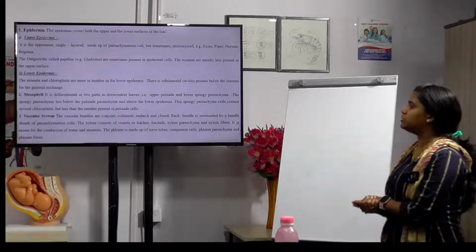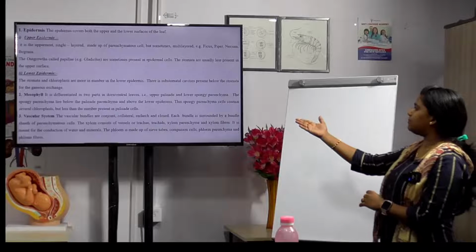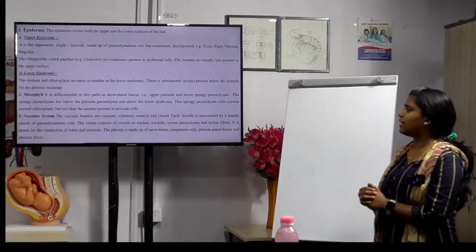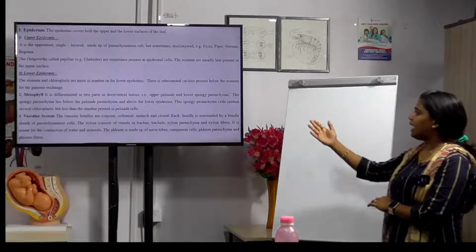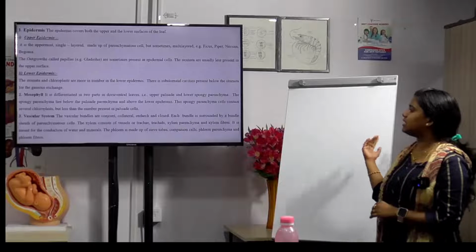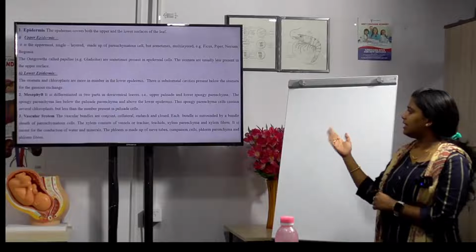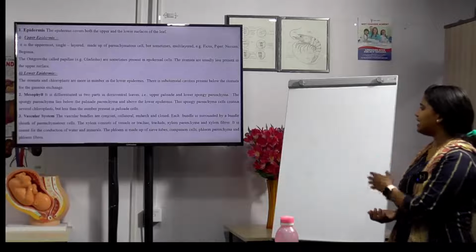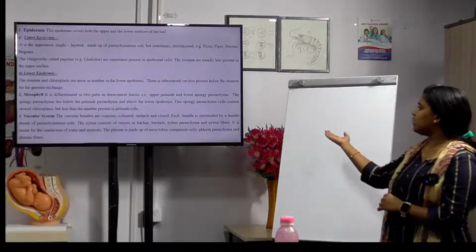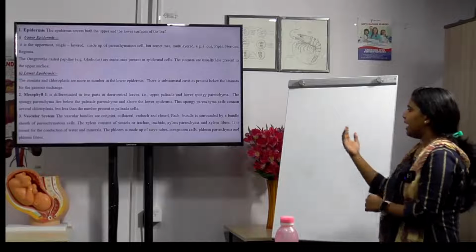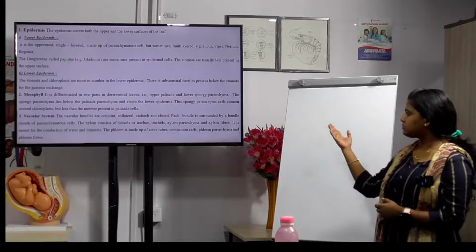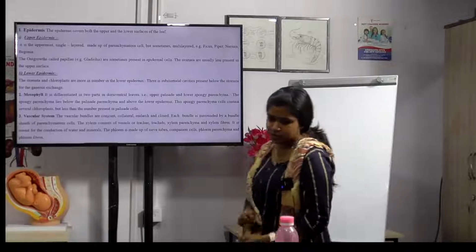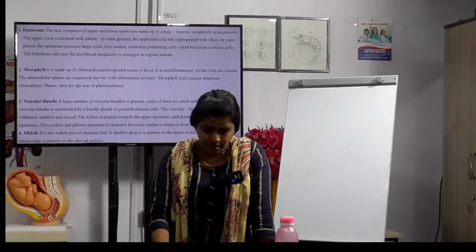Okay, next is mesophyll. Mesophyll is differentiated into two parts: upper palisade and lower spongy parenchyma. The spongy parenchyma lies below the palisade parenchyma and above the lower epidermis. The spongy cells contain several chloroplasts, but fewer than in the palisade cells. The last is the vascular system, which is conjoined, collateral, endarch and closed. Each bundle is surrounded by a sheath of parenchymatous cells. Xylem consists of vessels, trachea, tracheids, xylem parenchyma, xylem fibers, etc., meant for conduction of water and minerals.